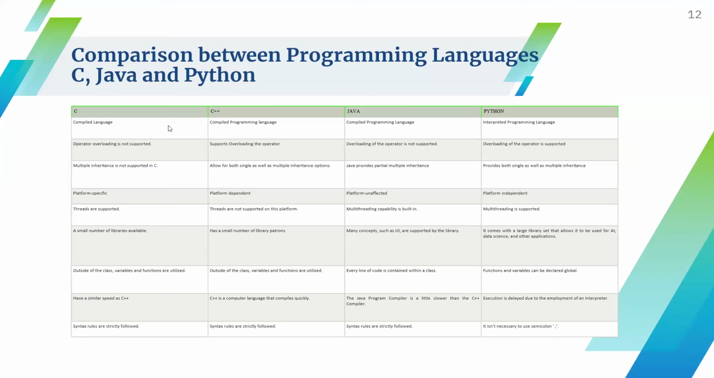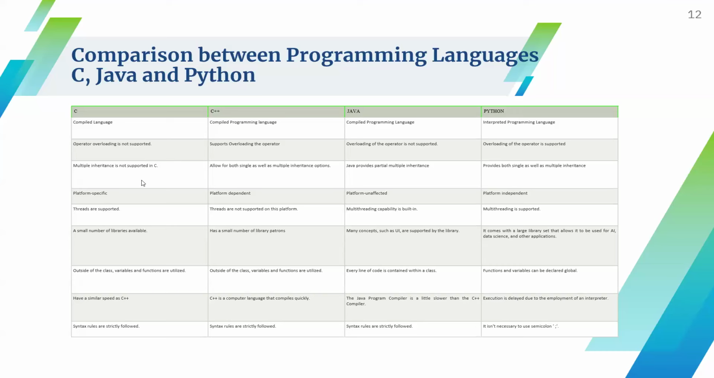Now see here, a comparison between programming languages C, C++, Java and Python. C is a compiled language, C++ is also a compiled language, Java is also a compiled language, whereas Python is an interpreted language. In C, operator overloading is not supported because it does not come under the OOP concept, whereas C++ supports operator overloading. Java supports overloading, and Python also supports overloading here.